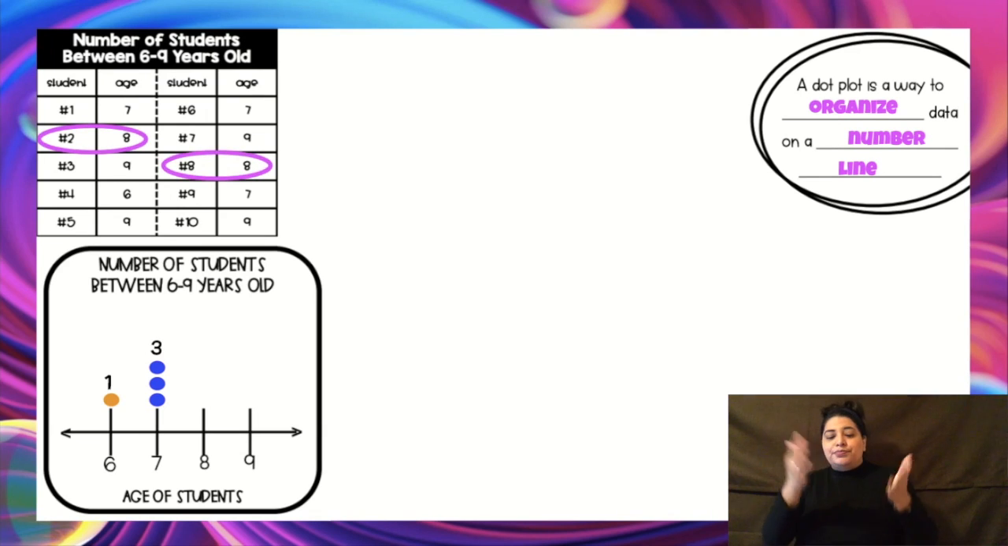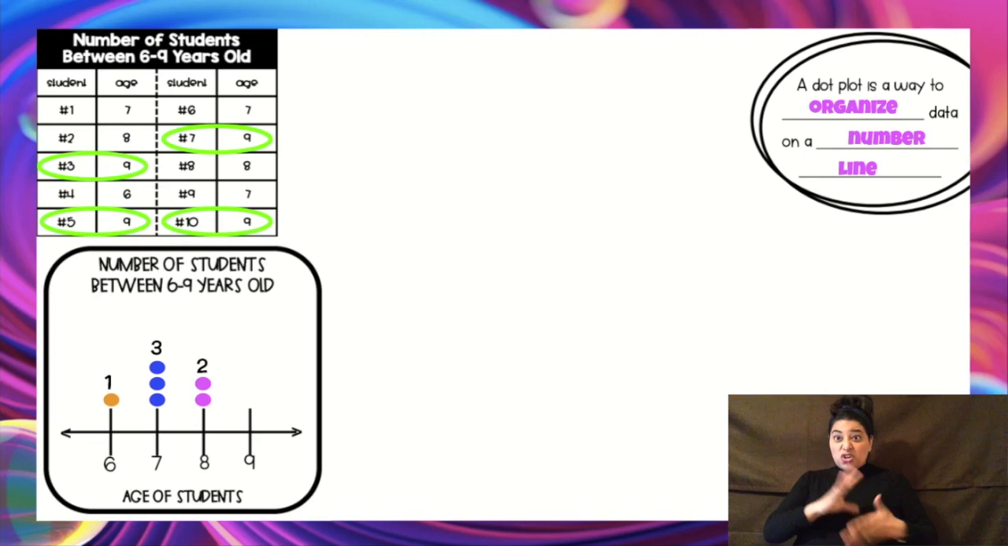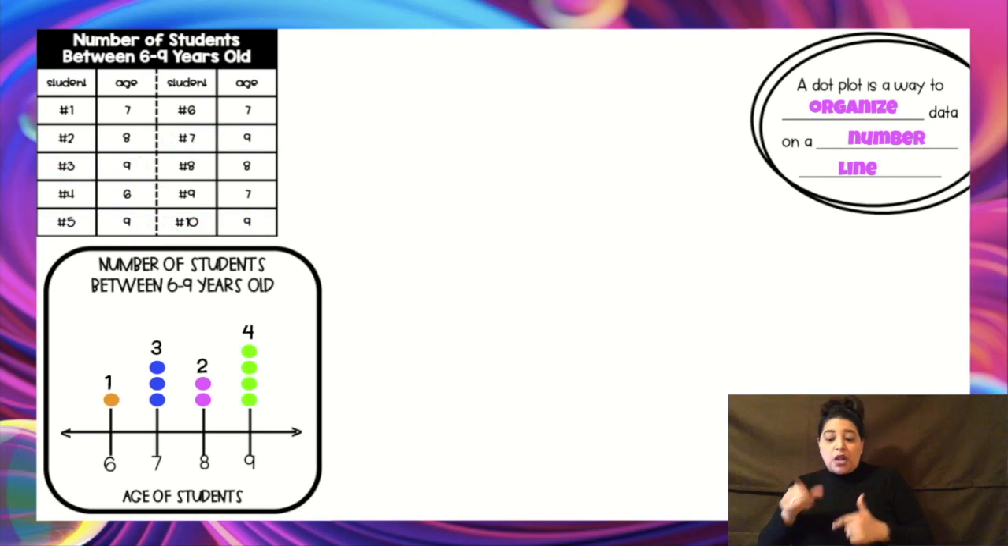Next, we're looking for the kiddos that are 8 years old. I have student number 2 and student number 8 that are 8 years old. I'm going to take that data and go ahead and transfer it. And then label. Okay? Last is going to be students that are 9 years old. I have 4 kiddos that are 9 years old. So I'm going to transfer that data and I'm going to label it.